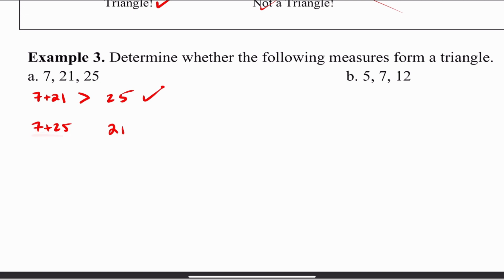Yes. I don't necessarily need to add those two numbers because I know for sure that 25 is greater than 21. So I don't really need to add those two because it's already a given. So 7 plus 25 is indeed greater than 21. And then we're going to do 7 here. 21 plus 25, yes, obviously greater than 7. So I tried out all the possible combinations. Yes, it forms a triangle. So I'm going to write triangle.